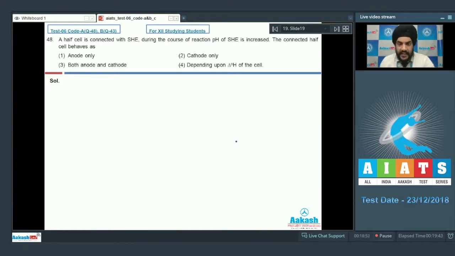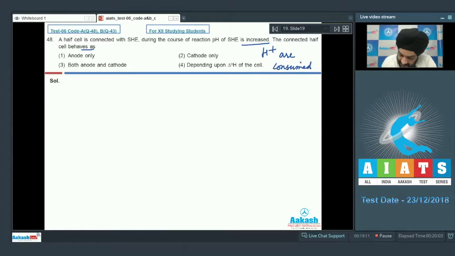A half cell is connected with SHE during the course of the reaction. pH of SHE is increased. The connected half cell behaves as. So students, if we talk about the SHE now, it is mentioned to us that the pH of SHE is increased. It must mean that the H plus ions are getting consumed.